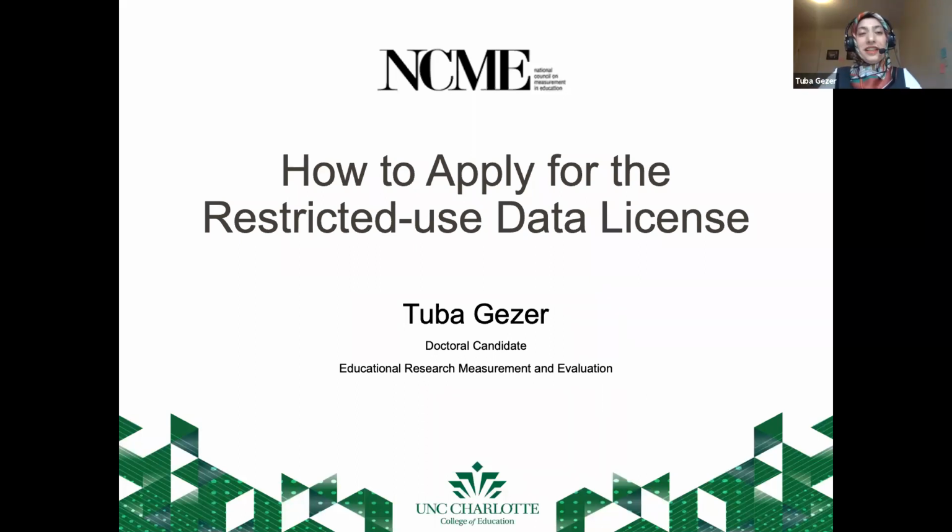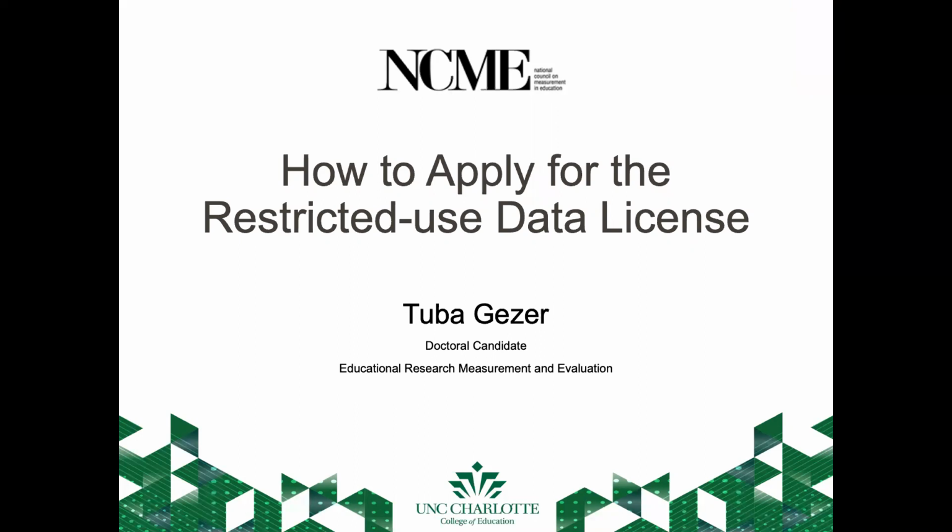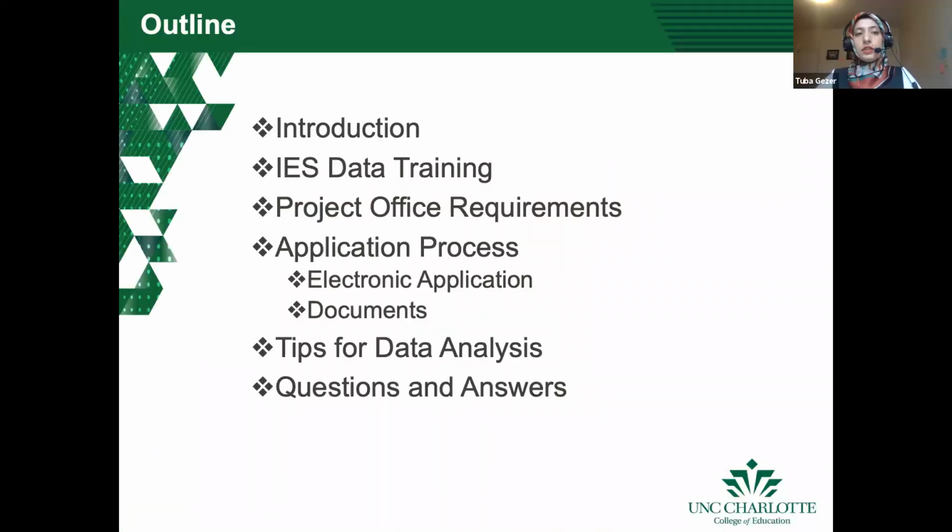Good afternoon, everybody, and welcome to the NCME Brown Bag series. My name is Tuba Gezer, and today we will talk about how to apply for a restricted data license. The outline of this presentation will be an introduction about the available data, IES data training, project office requirements, and the application process, which is in two folds: electronic application and also sending your documents. Then I will have some tips about data analysis, and at the end, there will be some time for question and answers.